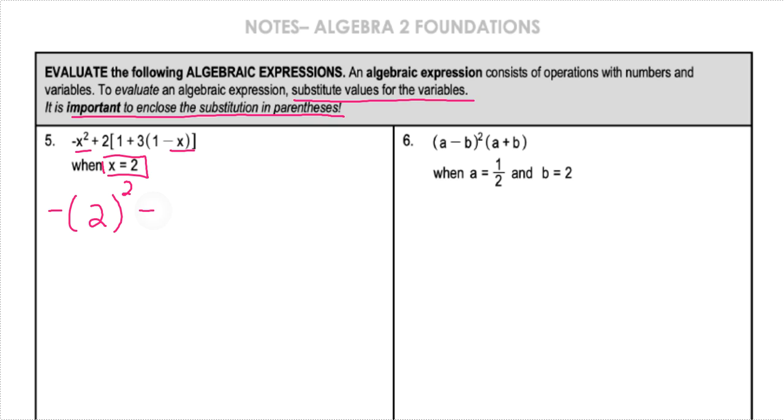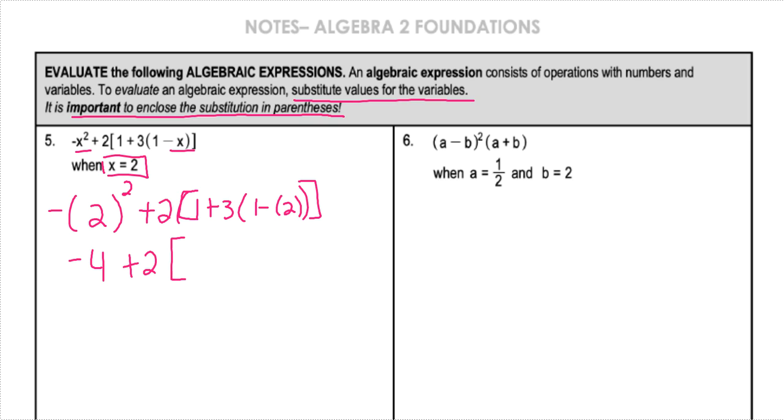Negative 2 squared plus 2 times 1 plus 3, and then 1 minus 2 again, enclosing it in parentheses. And that should be good. Oh, I did a parentheses instead of a bracket there. All right, once we've substituted, now we're going to simplify with those order of operations. So let's simplify out in front here. I have negative and then 2 squared, so that would be a negative 4.